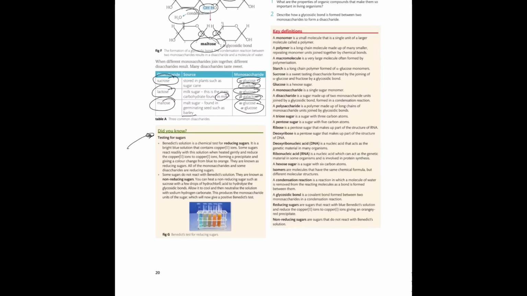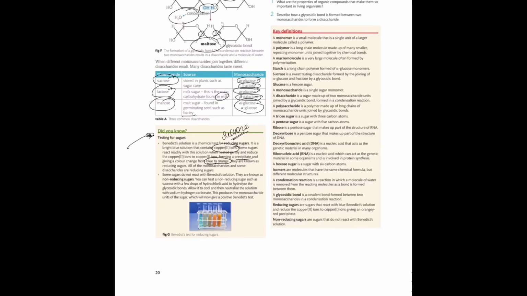Benedict's solution is a chemical test for reducing sugars. Every sugar that you just learned is a reducing sugar except sucrose. Benedict's solution is a bright blue solution because it contains copper ions. Some sugars react readily with the solution. When heated gently, they reduce the copper 2 ions to copper 1 ions, which form a precipitate, giving a change from blue to orange. So when you heat a reducing sugar and the colour changes from blue to orange, you say that's a positive test showing reducing sugars.